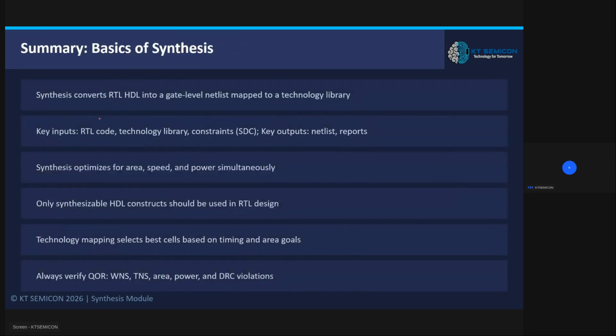So we'll discuss things related to some of the input files and what is meant by synthesis, and how an RTL file is translated into a particular gate level netlist, and some of the QoR results, synthesized files, and some of the optimization techniques. Okay, so that is the thing related to the basics of synthesis.